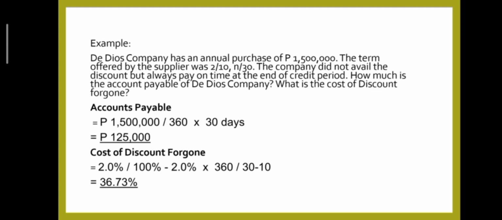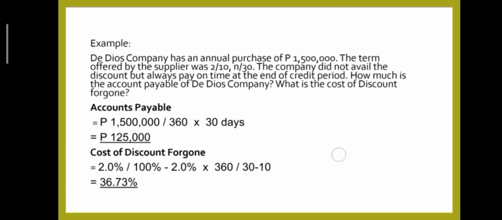Now, let's move on to the cost of discount foregone. We have here 2% divided by 100% minus 2%, multiplied by 360 over 30 minus 10. Then we will get 36.73%, which is the cost of discount foregone.